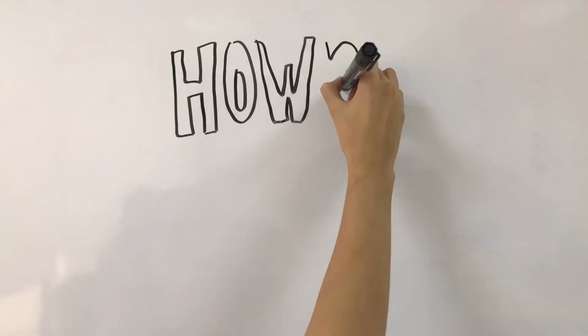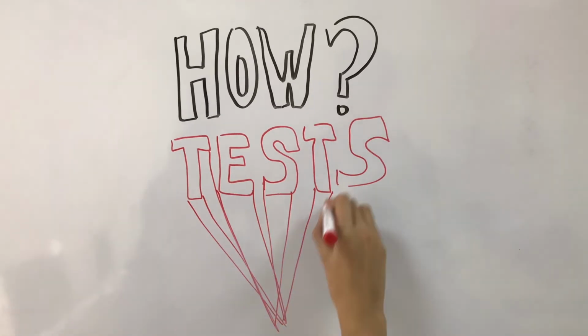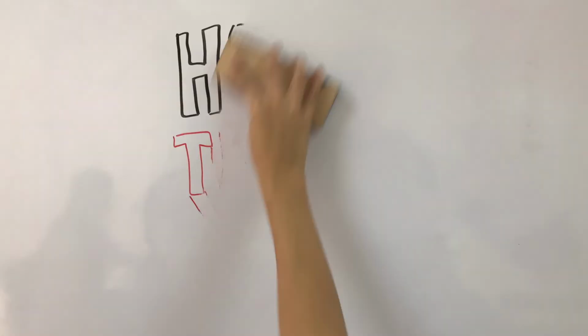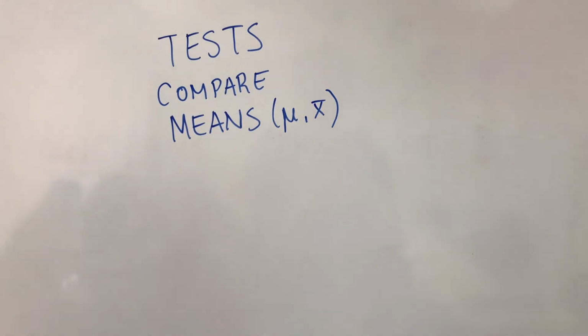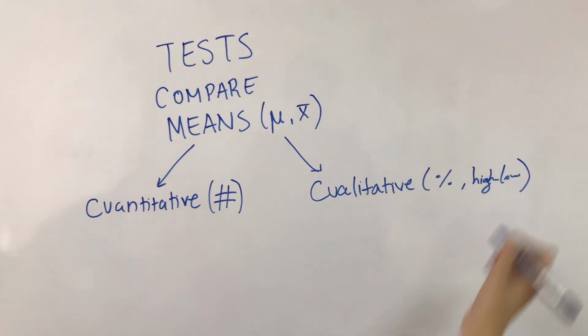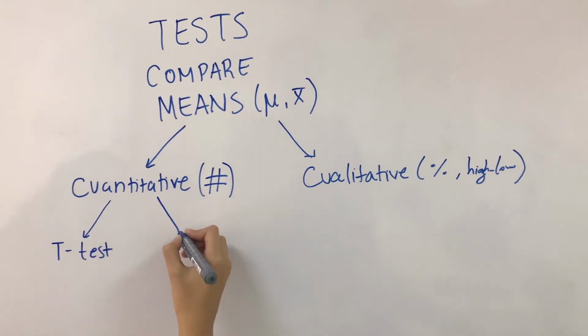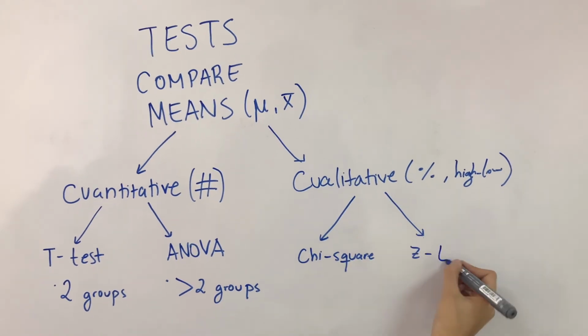But how do we evaluate the statistical significance? There are specific tests that compare means useful for this purpose. Some of them compare quantitative means, such as t-test, that compares two groups only, or ANOVA, that compares more than two groups. And there are also tests that compare qualitative category means, such as chi-square or z-test.